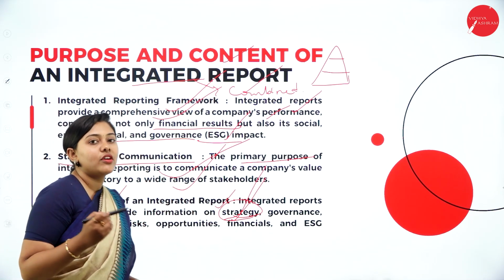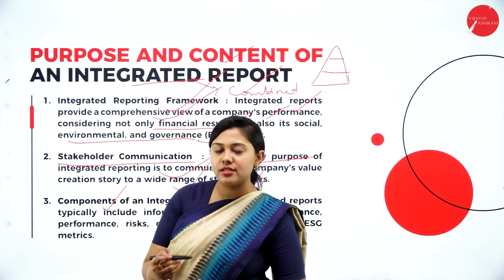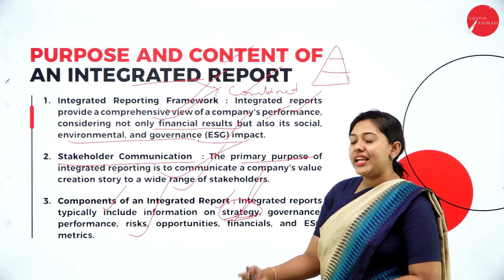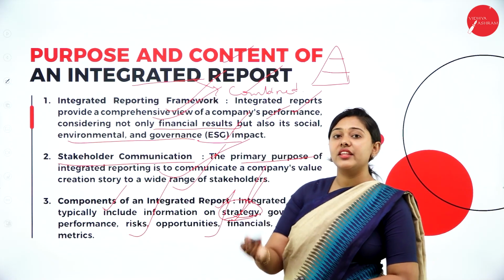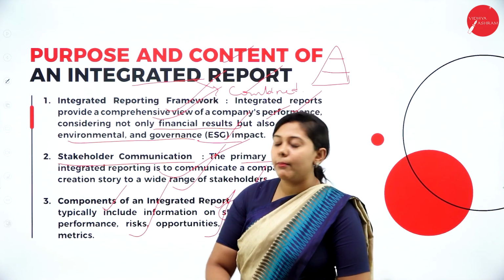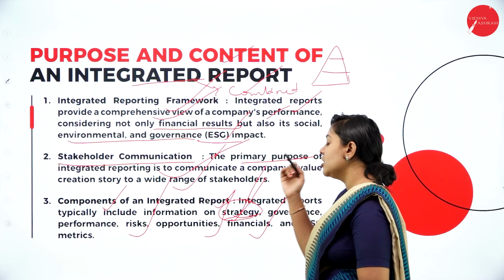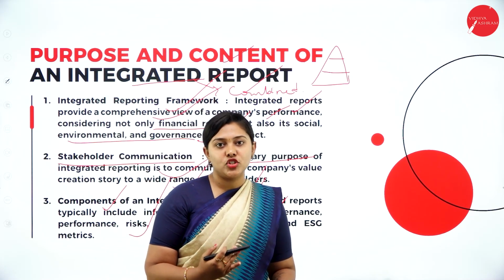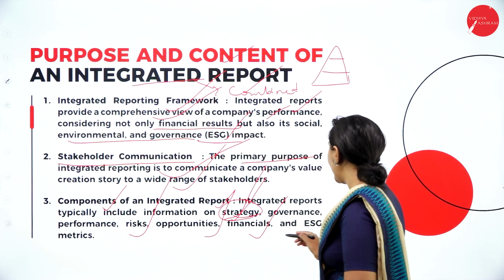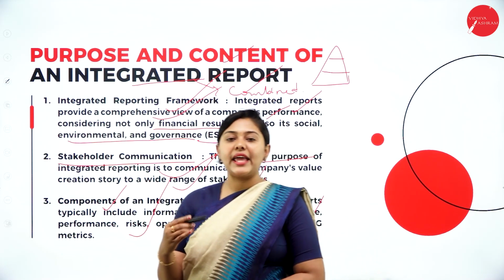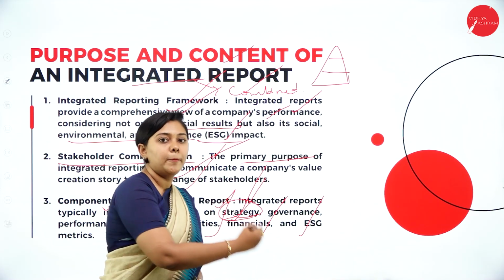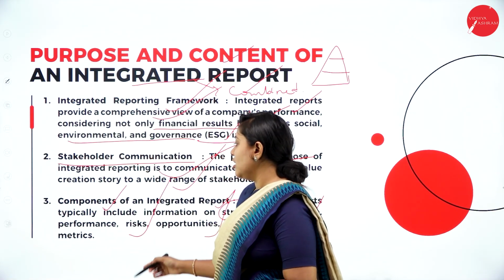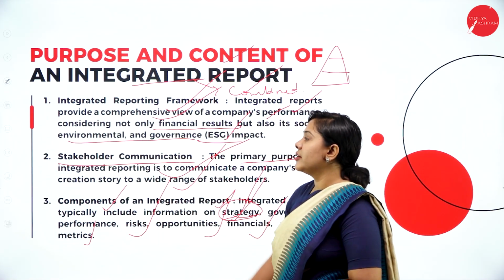Governance, what kind of governance rules and regulations the organization is following. What is the performance, what risk the company has, what is the opportunity that they have in the upcoming days, what is the financial thing that is happening, what is the financial performance, what is their balance sheet. That information will be provided. And the last, it explains the environmental and social governance metrics as well. So this is the information that you get through this report.